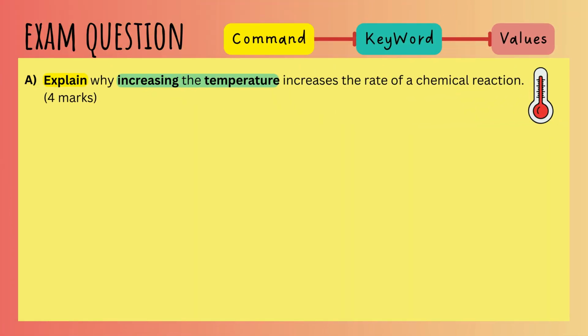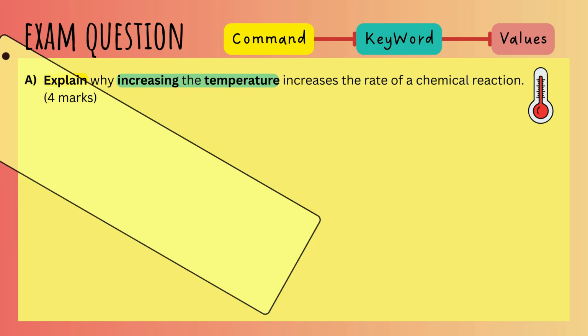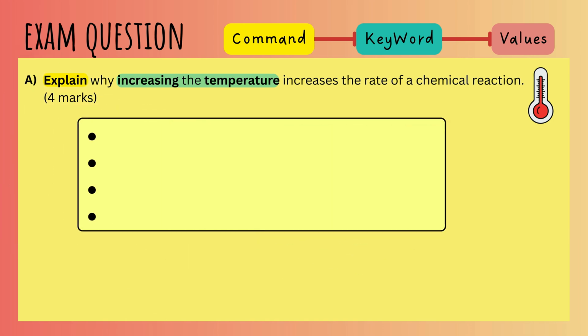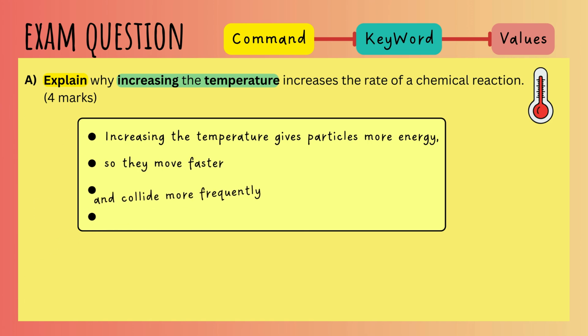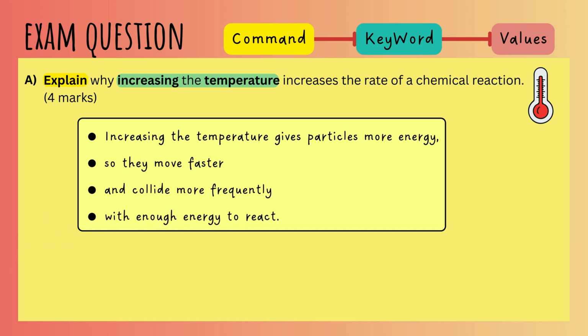Okay, so let's look at these answers. I hope you didn't let the short question fool you. It was actually asking for 4 very specific key phrases, and hopefully you've probably guessed them. It's our definition of collision theory. Increasing the temperature gives particles more energy, so they move faster and collide more frequently with enough energy to react. Easy.